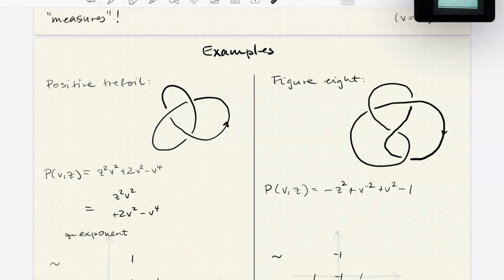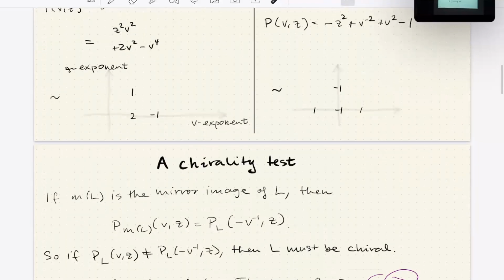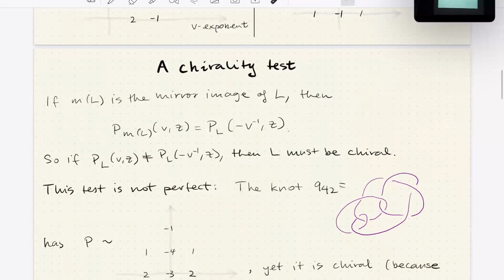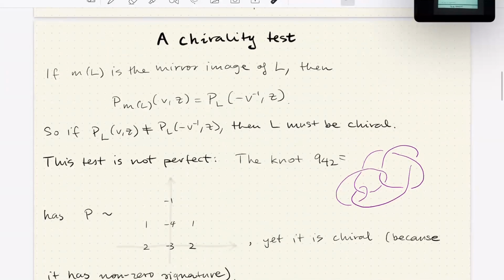Okay, so the figure 8 has a similarly simple Humphrey polynomial that becomes this if I plot it on a plane with the exact same convention about the axis. Just for examples.